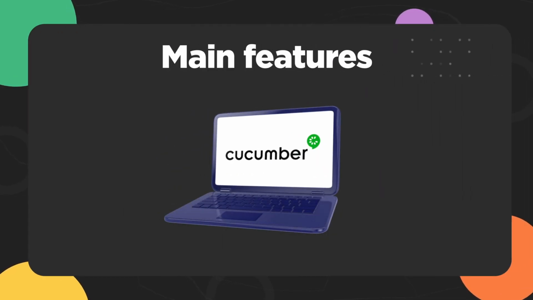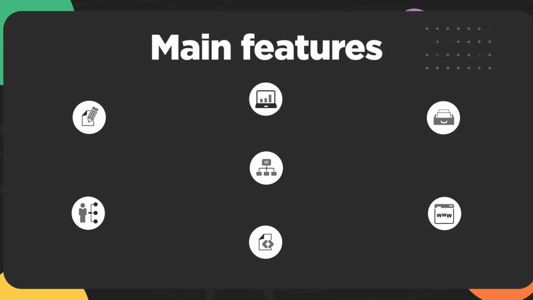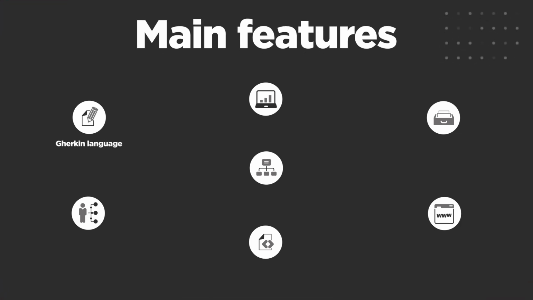Let's briefly discuss the main features of Cucumber BDD in Java. Cucumber BDD in Java offers several key features that make it a popular choice for implementing BDD practices in software development. First of all, it's the Gherkin language. Cucumber uses the Gherkin language, which is a plain text, business-readable, domain-specific language, or DSL. It allows non-technical stakeholders, such as product owners and business analysts, to write executable specifications in a natural language format.